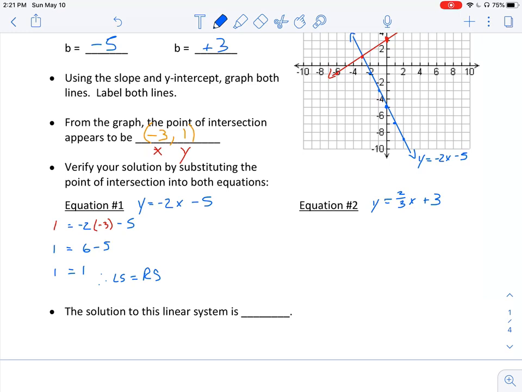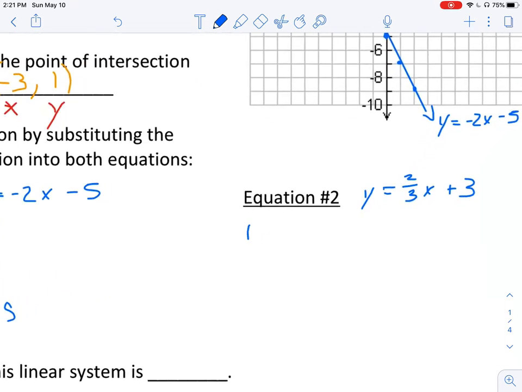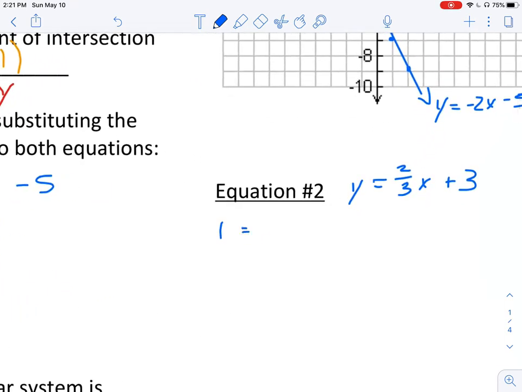I need to do the exact same thing for my second equation, plugging in the x and y values from my point of intersection into this other equation, just to prove that it's true. So my y value in this case is 1, which would be equal to 2 over 3 times my x value, negative 3, plus 3. I end up getting 1 is equal to, well, 2 over 3 multiplied by negative 3 simply gives me negative 2, plus 3.